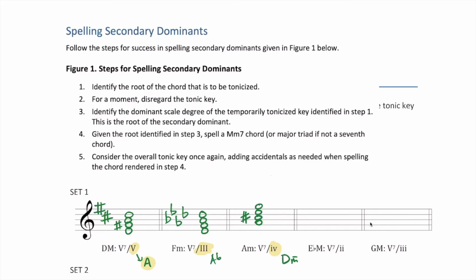A major minor seventh chord with A as the root will give you A, C sharp, E, G, sounding like this. If we are to resolve this chord, we would resolve it like this. A7 going to D minor.